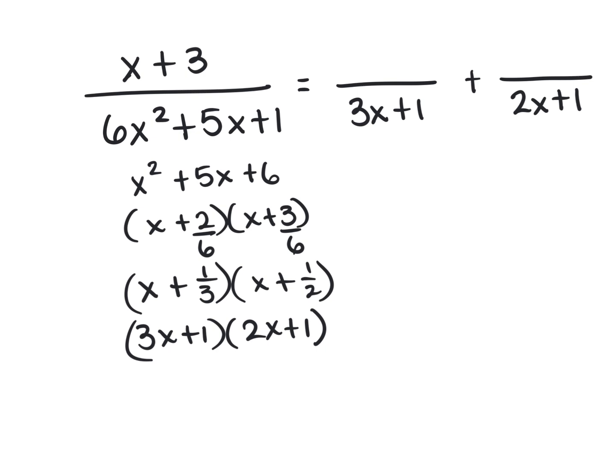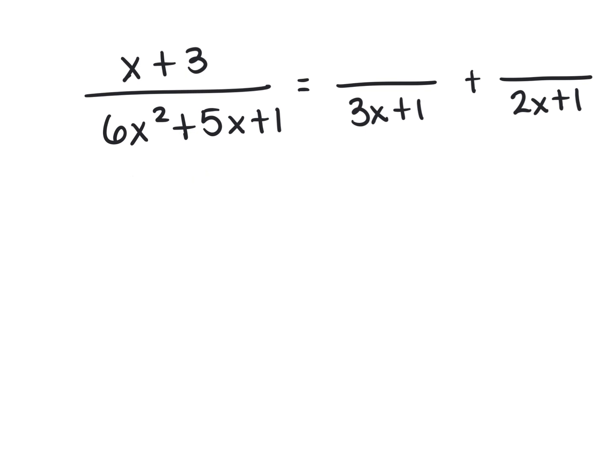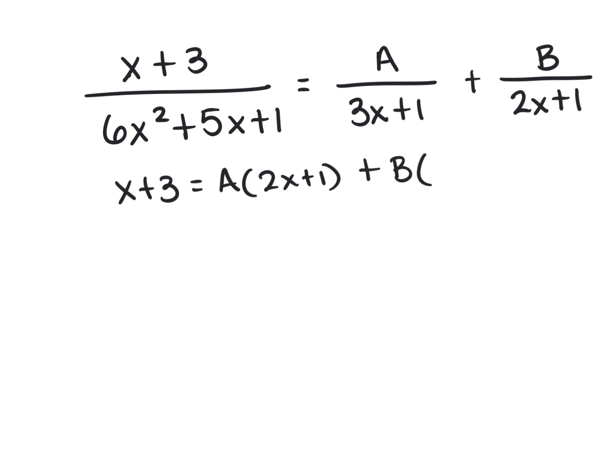So I'm going to erase this factorization. So now we have to write our numerators 1 degree less. So both of these have a degree of 1, so I just need a degree of 0 top and bottom. So we get just a constant a and a constant b. So now I clear fractions. So I have x plus 3 is equal to a times 2x plus 1. And I have b times 3x plus 1.